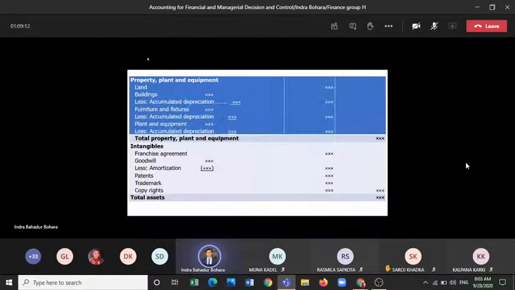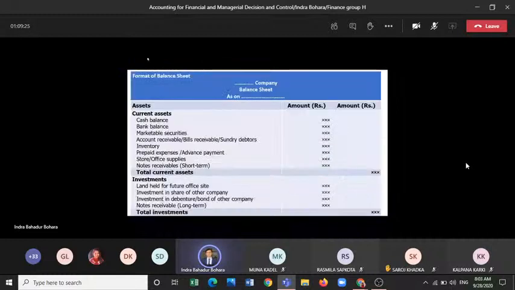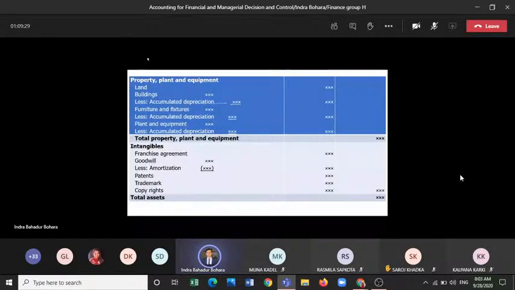You didn't say anything. Now, the next heading, after calculation of total investment, which will be written in the second amount column. After that, another heading is property, plant, and equipment, which is simply called fixed assets. You keep it in mind.